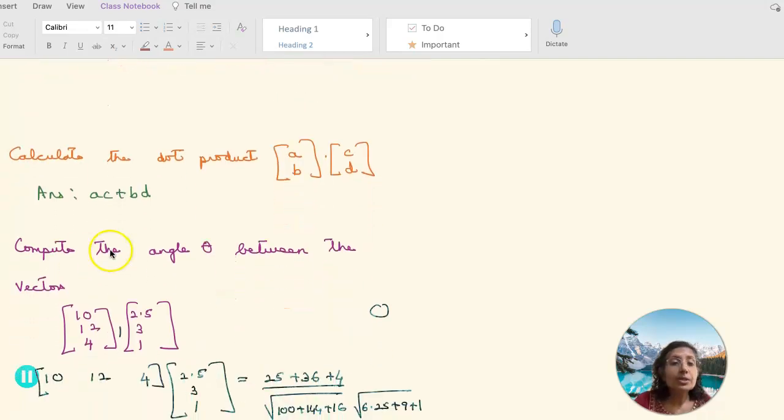Coming to a few problems now: calculate the dot product of these two vectors. Note that the dot product is a scalar, so this is AC plus BD.